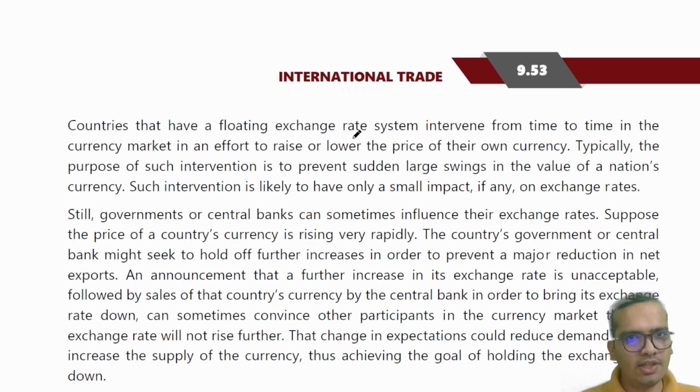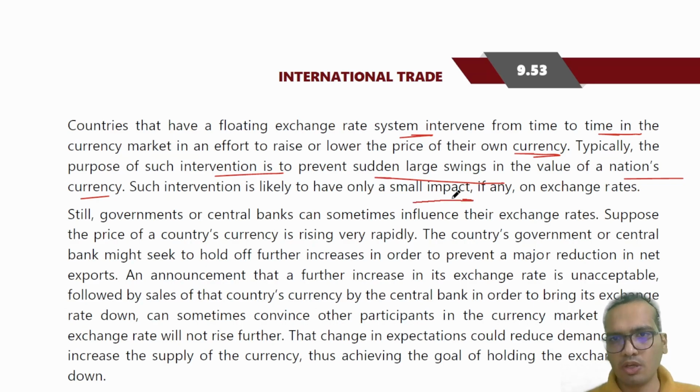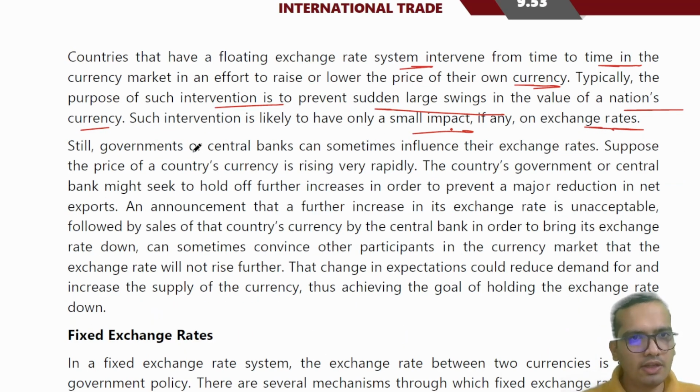Countries that have a floating exchange rate system intervene from time to time in the currency market in an effort to raise or lower the price of their own currency. Typically, the purpose of such intervention is to prevent sudden large swings in the value of the nation's currency. Such intervention is likely to have only a small impact, if any, on the exchange rates. Still, governments or central banks can sometimes influence their exchange rates.